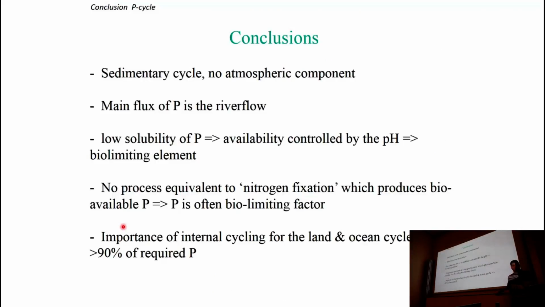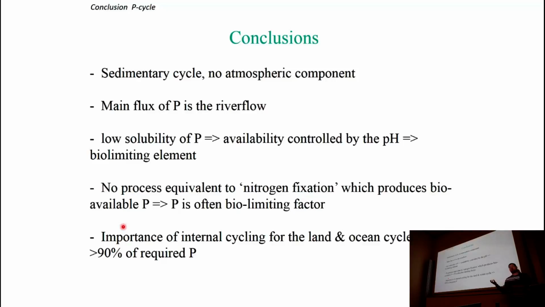there are some conclusions. So no atmospheric component except phosphine gas from meth labs in New Mexico. The sedimentary cycle is really important. So weathering and sedimentation are the main ins and outs of the phosphorus cycle. River flow and runoff are important, but then when it gets to the ocean, we have this pH control.